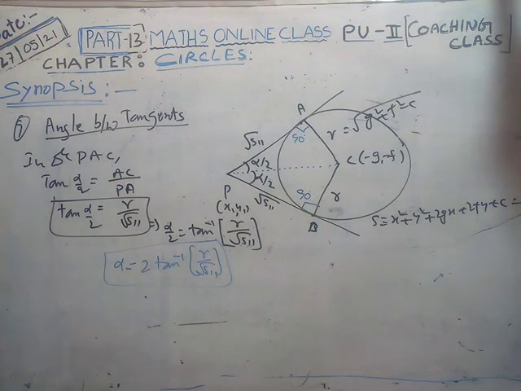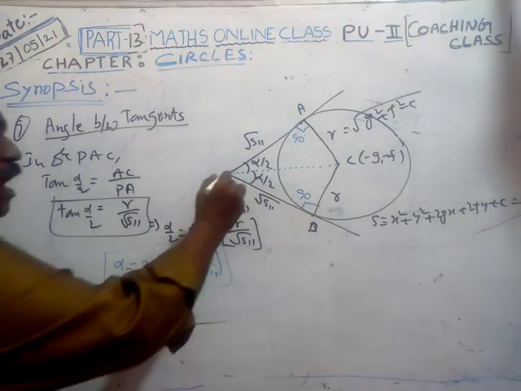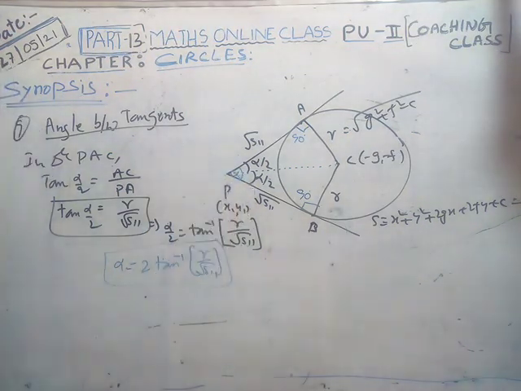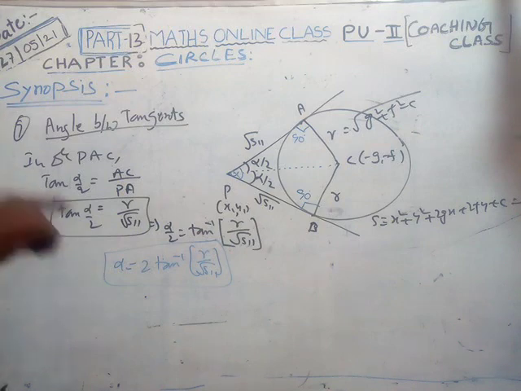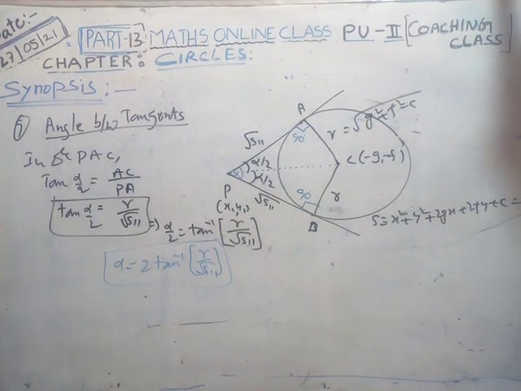Finding the angle between the tangents, this is the total alpha. So alpha is 2 tan inverse of the radius by the length of tangent, from where we draw the tangents. That is the concept, a very good concept.